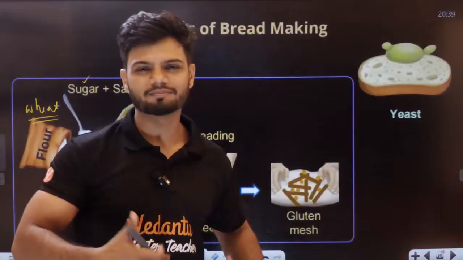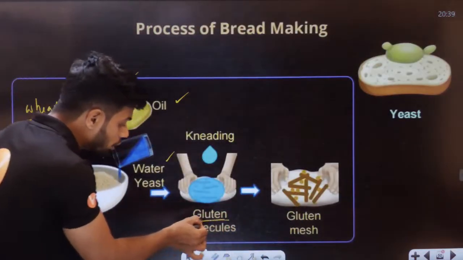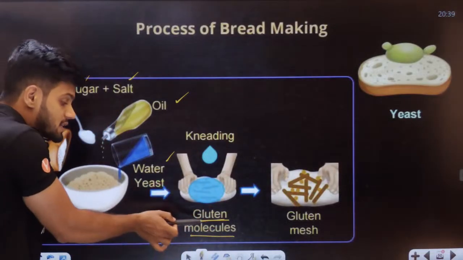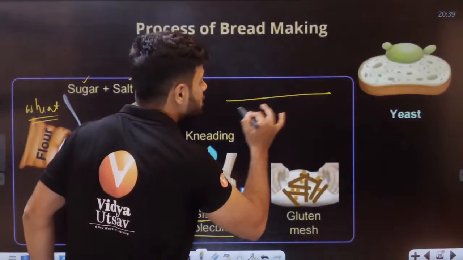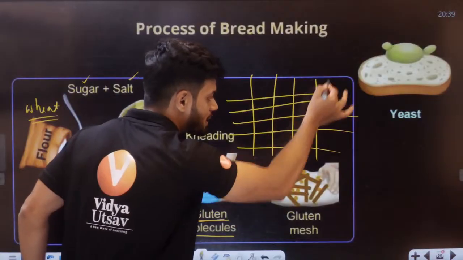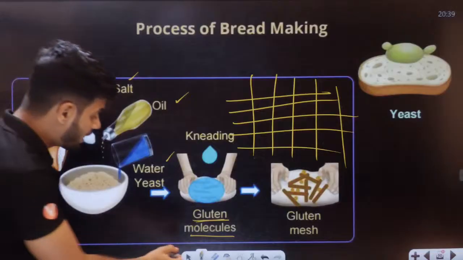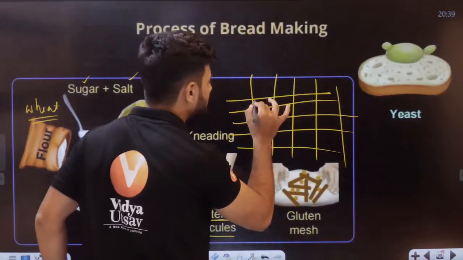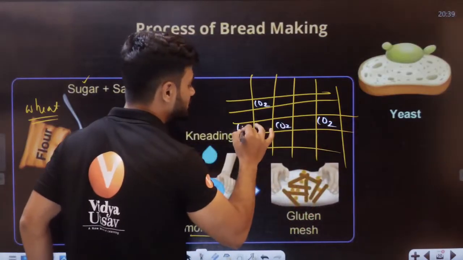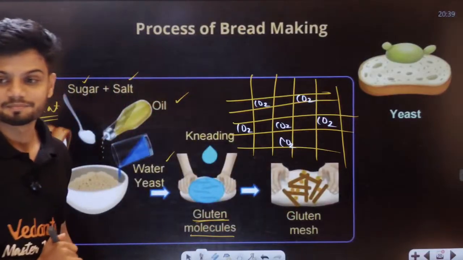A little bit fancy people, okay. So this gluten molecule is there. When you do the kneading, this gluten molecule will make a mesh like this. And in this mesh, what happens, students? CO2 is trapped everywhere inside this mesh.